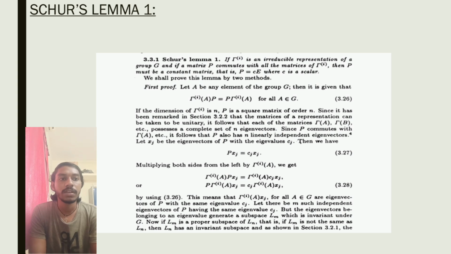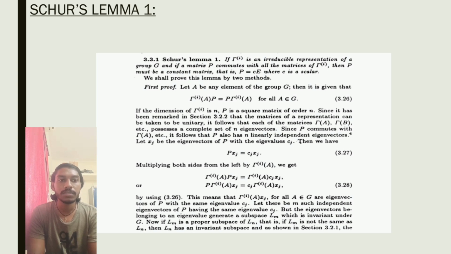Multiplying both sides from the left by Γ^i(A), we get Γ^i(A)Px_j = Γ^i(A)c_j x_j, so PΓ^i(A)x_j = c_j Γ^i(A)x_j. This means that Γ^i(A)x_j for all A belonging to G are eigenvectors of P with the same eigenvalue c_j. Let there be m such independent eigenvectors of P having the same eigenvalue c_j. But the eigenvectors belonging to an eigenvalue generate a subspace L_m, which is invariant under G.